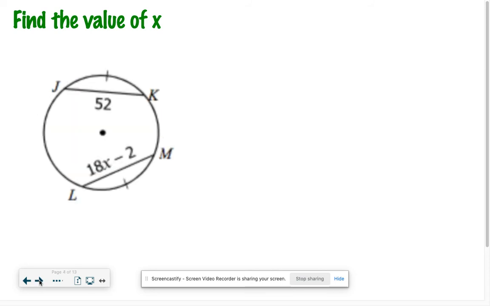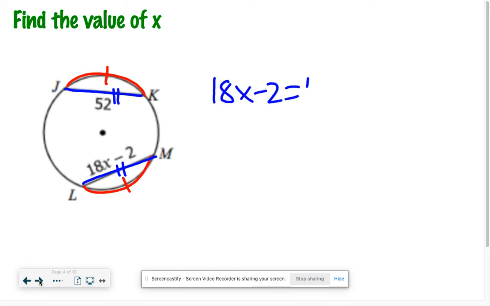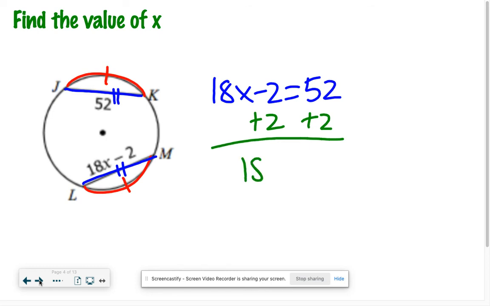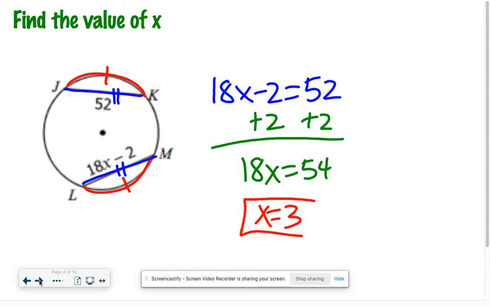Now can we go the other way? This time, they're telling us arc JK is congruent to arc LM. Since we know that, we then know that their corresponding chords are congruent. So pretty similar problem to the last one. We can set 18x minus 2 equal to 52. And then we'll get into just another linear equation. Add our 2 over. Then we divide out. And we should get 3.